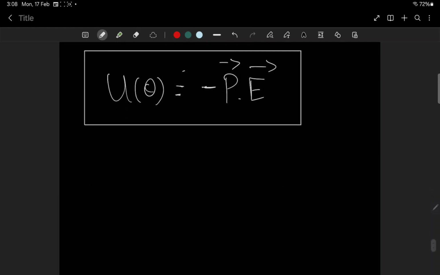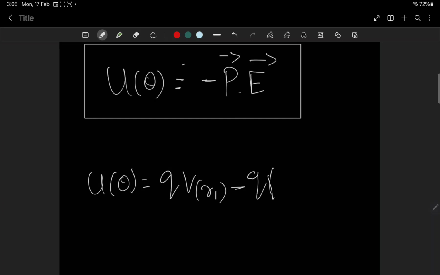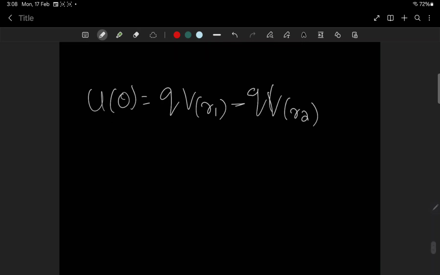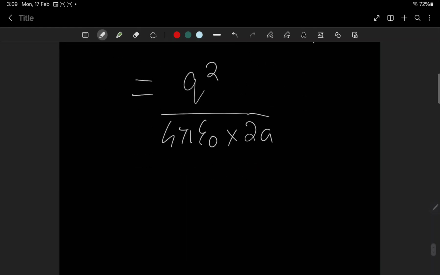Now let us once again verify it. You know that potential energy is equal to QV at r1 minus QV at r2, final minus initial. That gives Q square over 4 pi epsilon 0 into 2a, since r1 to r2 is the total distance 2a. Look at this: is this equal to minus P...?